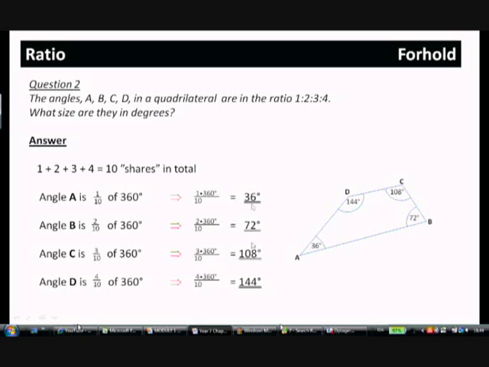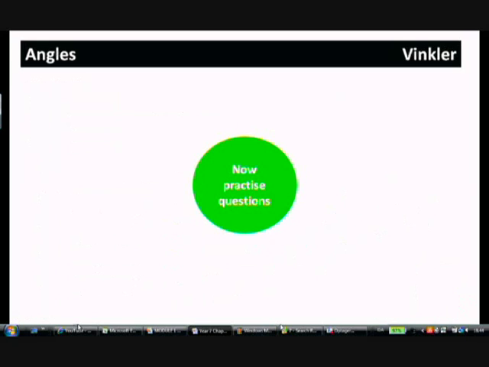So if you add those up, 36, 72, 108, 144, they will come to 360 degrees, and here is what the shape actually looks like. So you can write that down, and then there are some questions to practice on.